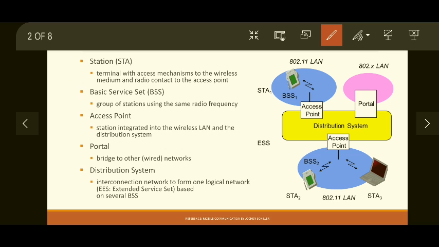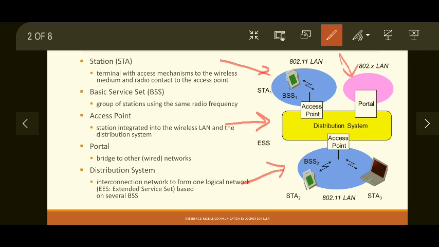One that is denoted in the center is called a distribution system. Then there are two basic service sets (BSS), users, access points, and other IEEE local area networks like Ethernet or wired LANs. 802.x is denoted by that one. We will see the jobs of all of these in this session.